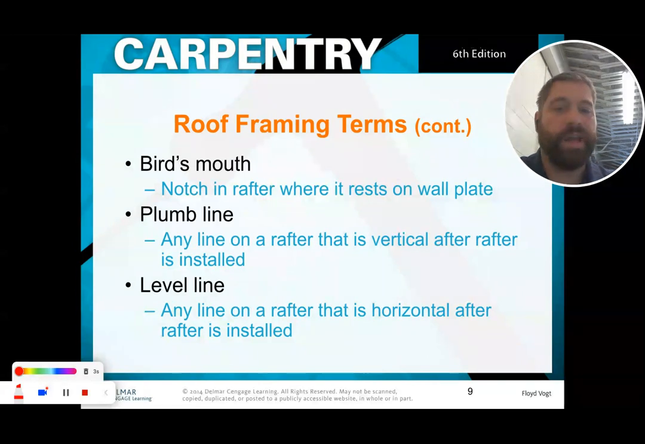The plumb line is any line on the rafter that is vertical after the rafter is installed. So when you lay these out, the plumb line is going to look weird. It's going to be at an angle. But when it's installed, and it's installed the way that it should be, it's going to be nice and plumb. The level line is any line on a rafter that is horizontal after the rafter is installed. So again, the plumb line won't look plumb until you have your rafter up. Just the same, the level line won't look level until your rafter's up.